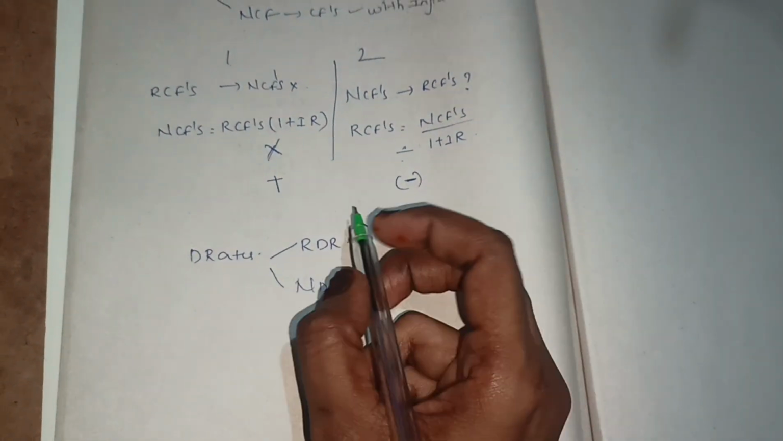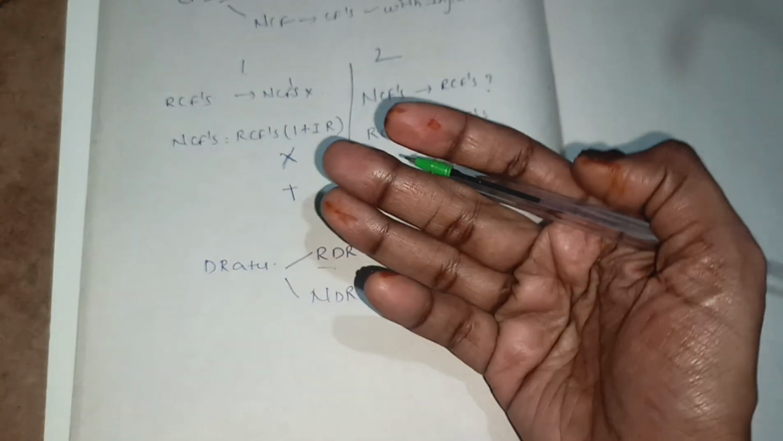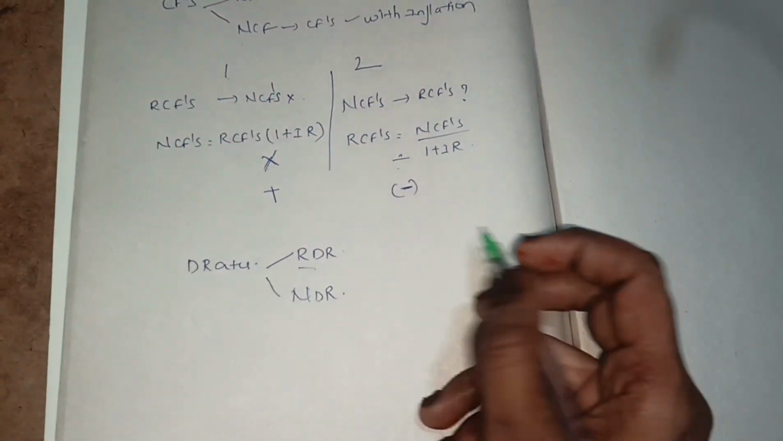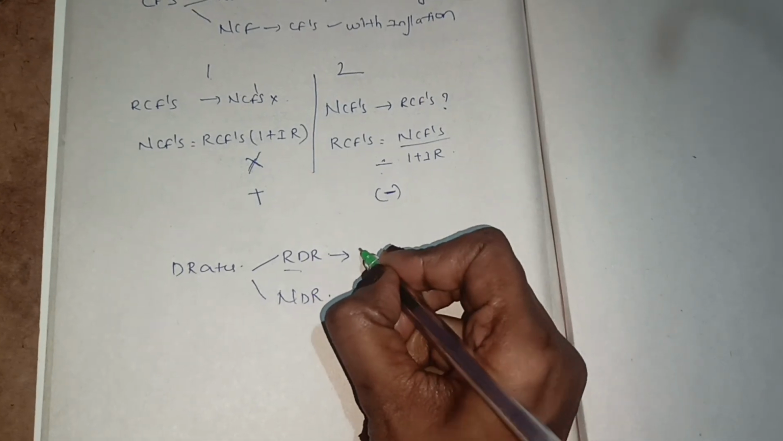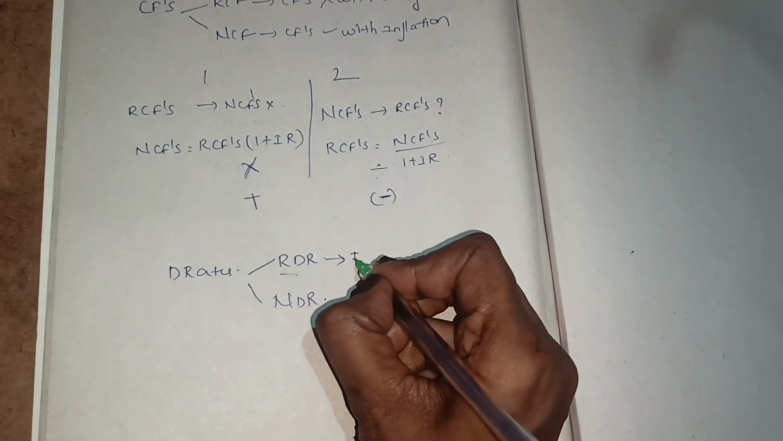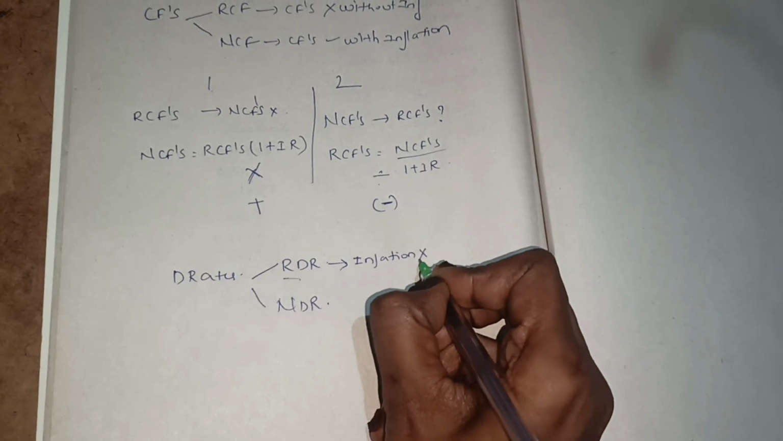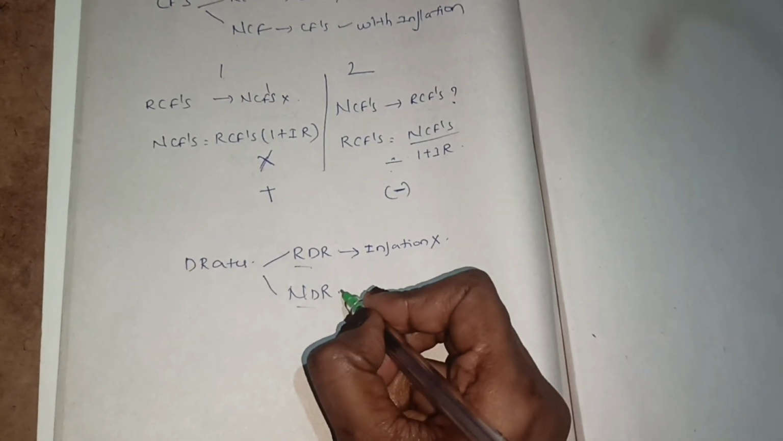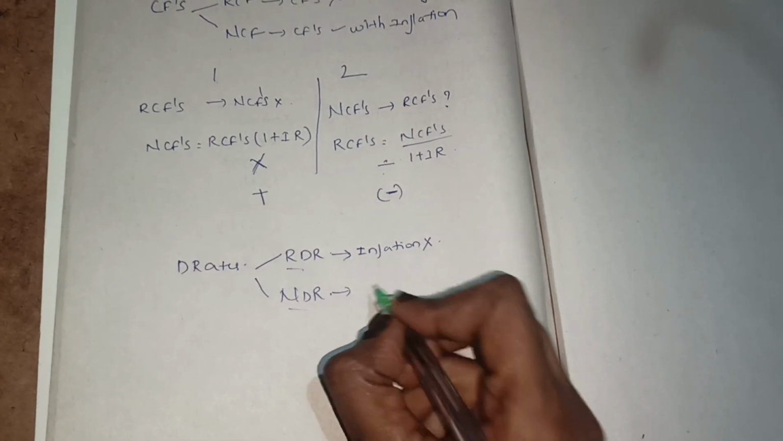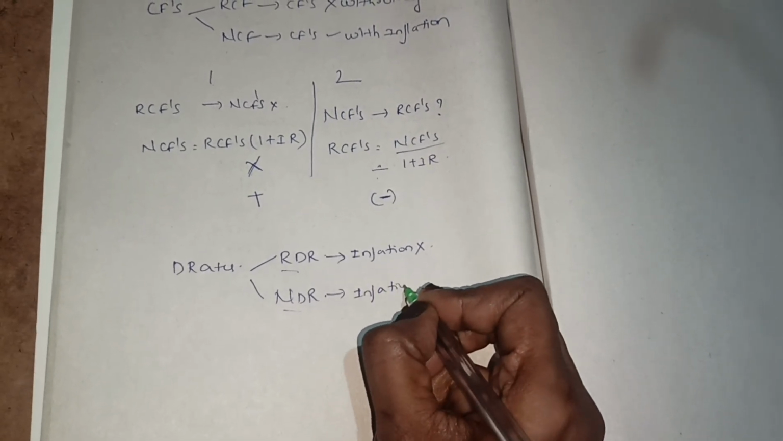Particularly in this chapter, whenever you come across the word real, that may be real cash flow or real discounting rate, always think that these cash flows are not including inflation. Whenever you come across the word nominal, it means these cash flows or discounting rate includes inflation.